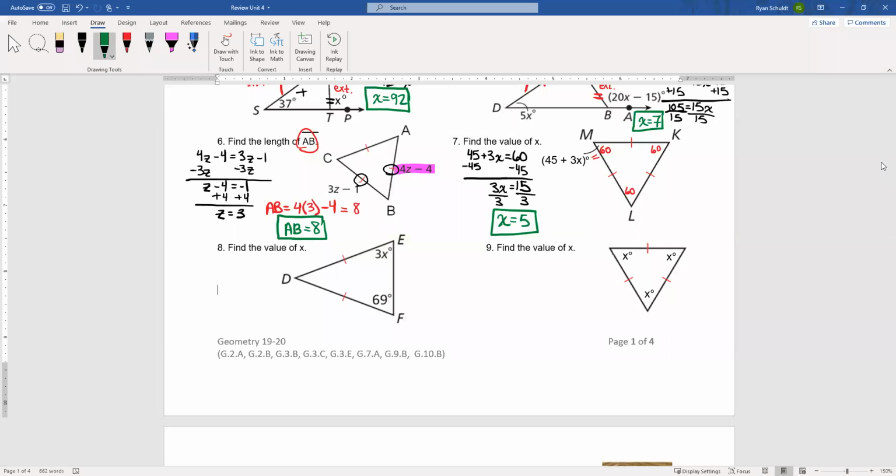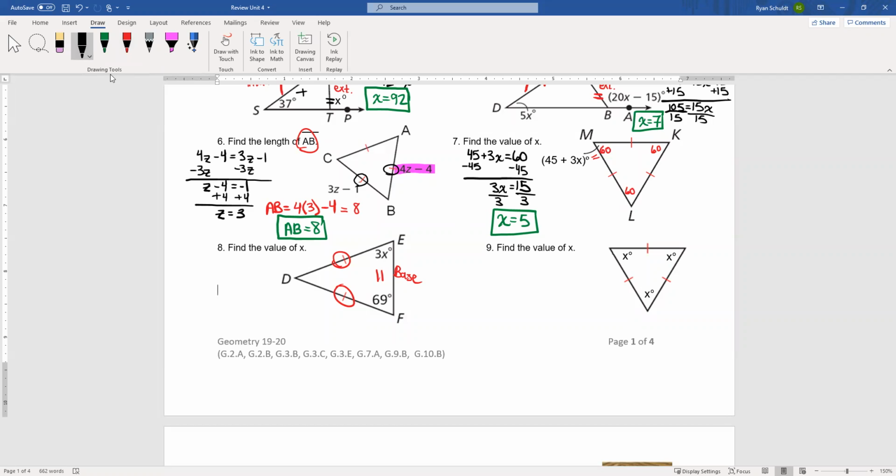Okay, number 8. 8, we have an isosceles triangle here. See these two lines? Means it's isosceles, which means our base angles would be the 3x and the 69. So those are equal to each other.